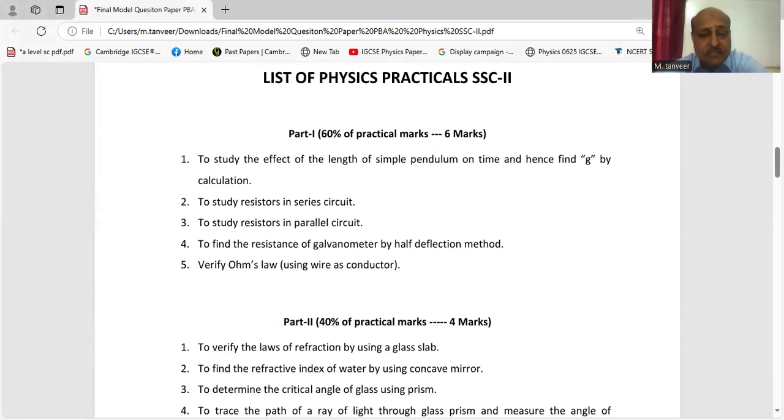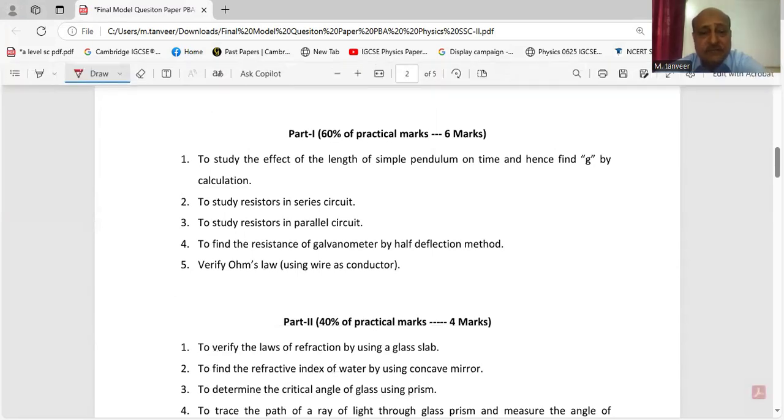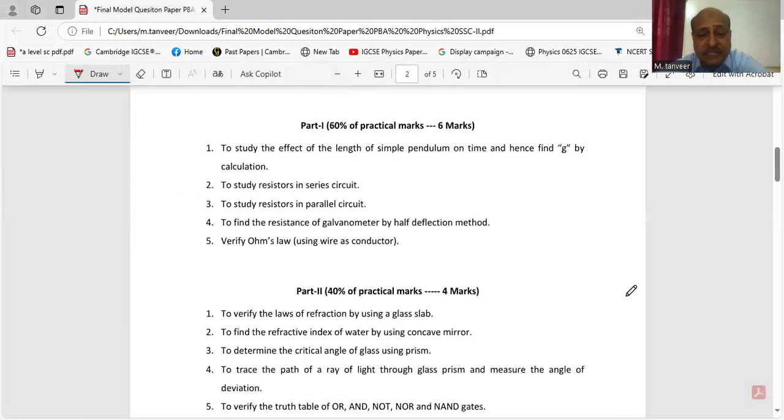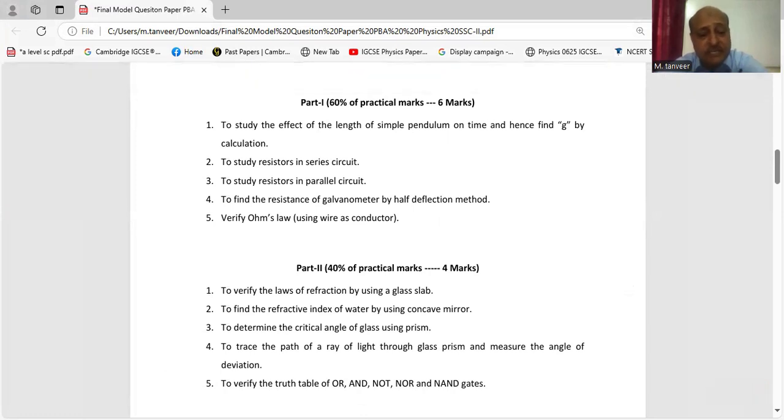This is the list of the practicals. This list contains 5 practicals in Section A and 5 practicals in Section B. Part 1 contains 5 practicals, note them. Part 2 also carries 5 practicals. This list is also available on the FBISE website. You can download it.